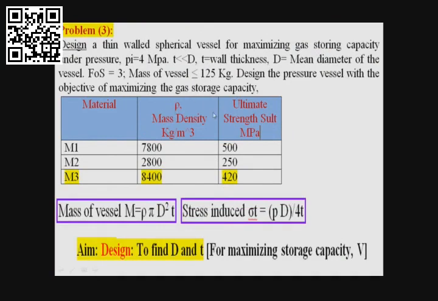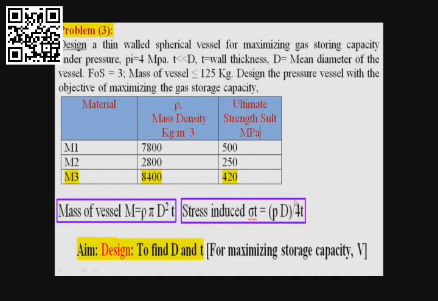Here three materials are given, and their properties are given: density and ultimate strength. The formula required here is the mass of the vessel. Mass of the vessel is given by density into volume. Density is rho, and volume is given by pi D square into T. So this is the equation for the mass of the vessel.